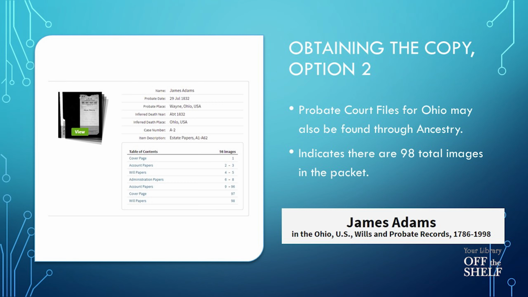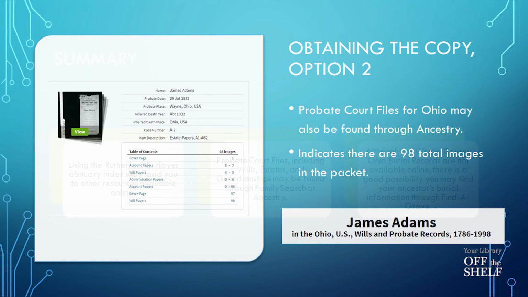So you have to use caution whenever you're using these abstracts. But you'll see from the probate packet A2, there's going to be a total of about 98 images. So at least with FamilySearch, you do not know for sure how many images you have, so you begin browsing. If you go to Ancestry and you view this, then you'll see that there are 98 images. And you can do account papers, will papers, administration papers, just different account papers. That's the big bulk of this packet. Pages 9 to 96, or images 9 to 96. Then you have another cover page and some will papers. So that's another option you can use from home to try to obtain these records.